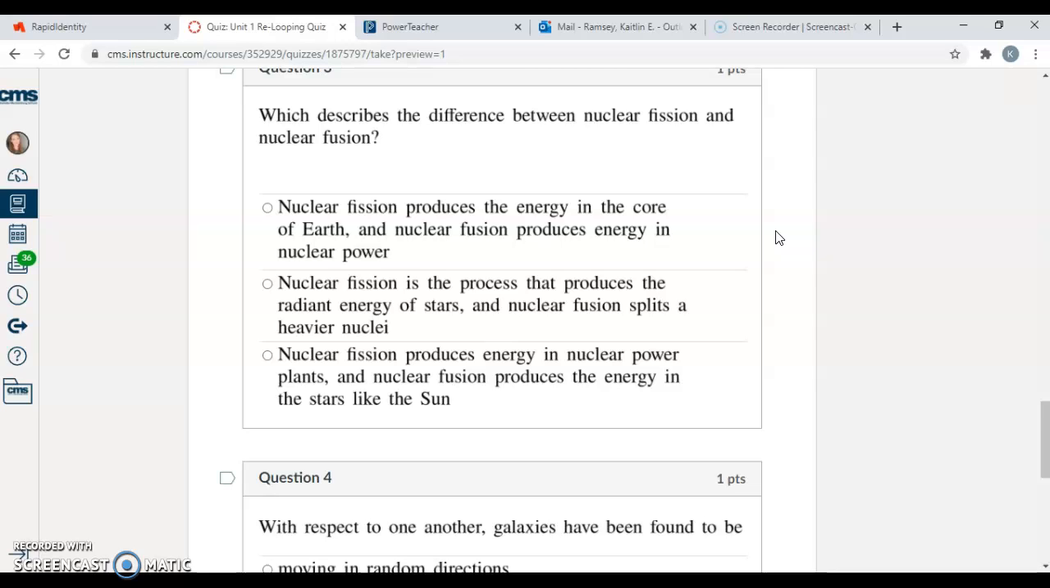Now, fusion happens in the sun, okay? So the sun is a star, and it's where the radiant energy comes from, okay? And then fission, on the other hand, is man-made, and it powers our nuclear power plants and our weapons. So knowing that, what we just reviewed, pause and choose which answer you would select for this one.